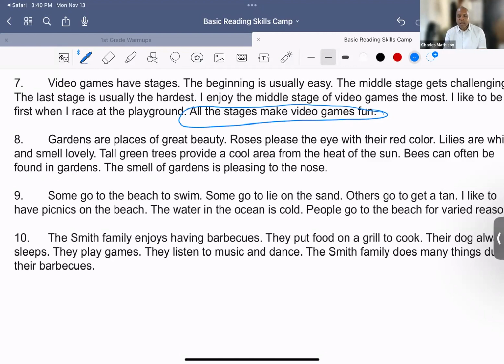Okay, so that's the best answer because in each stage that we read about, we read that, oh, it's easy, it's challenging, it's hard. That's what makes a game a game. The different types of activities and the way one gets to play the game makes a game fun.